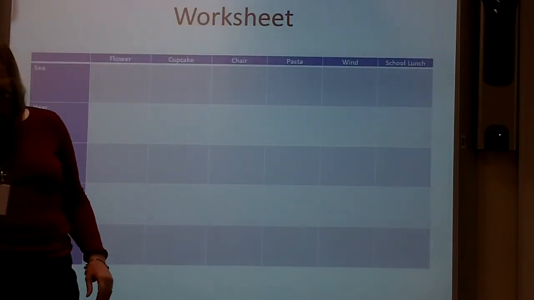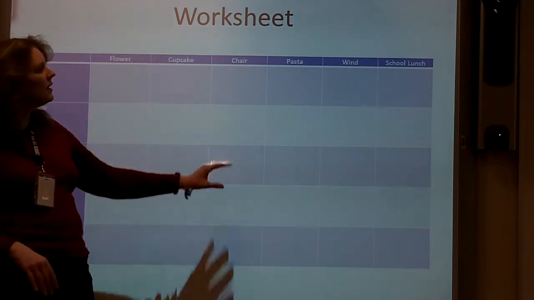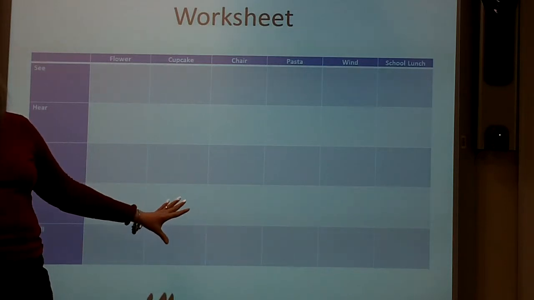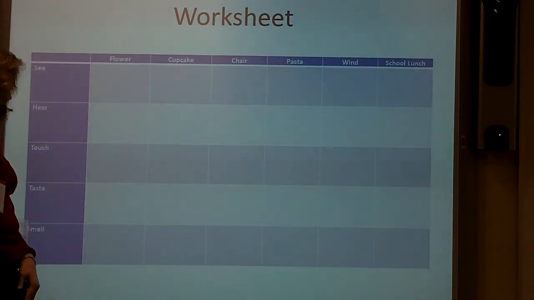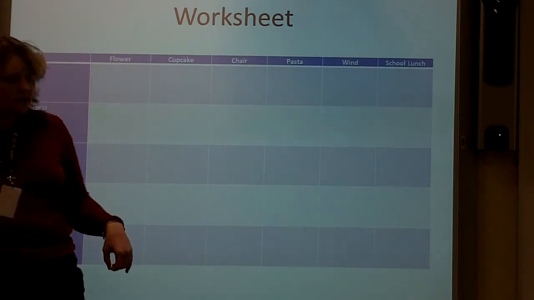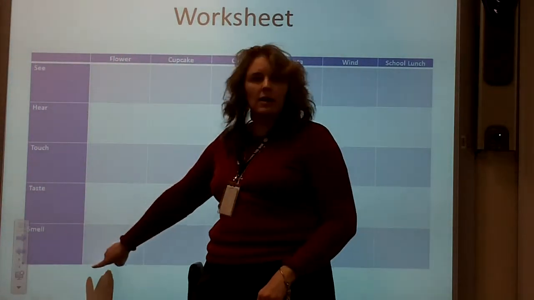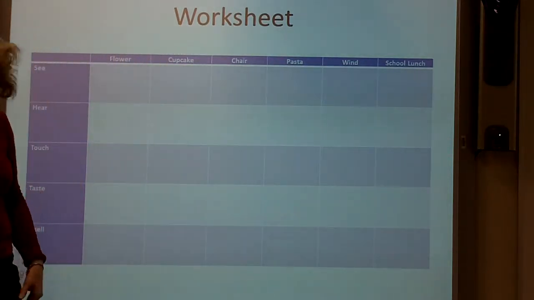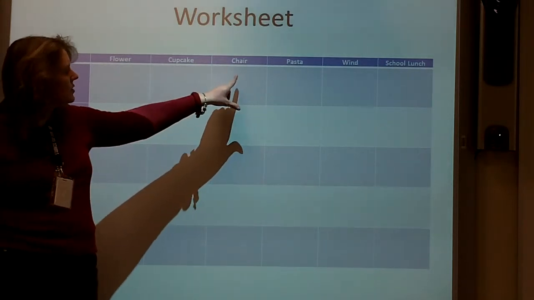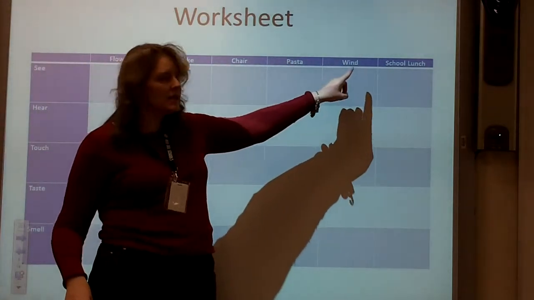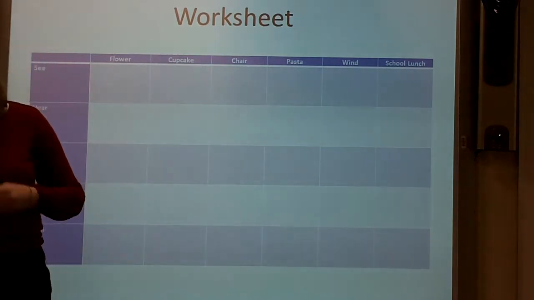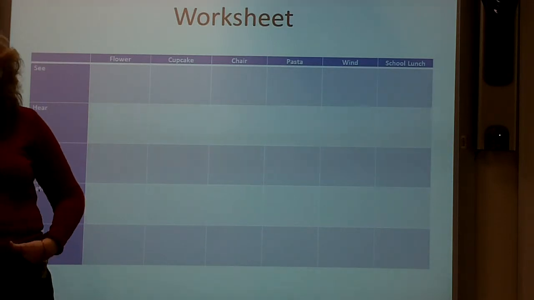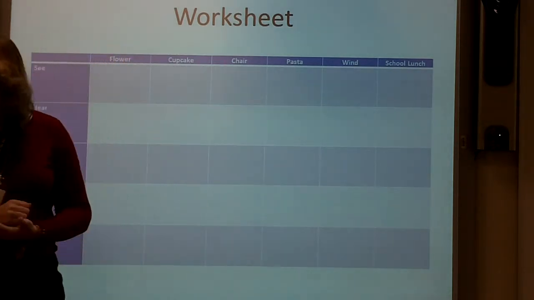So right here we have a grid. If your teacher's printed out the worksheet, you'll have a grid just like this. If not, you can copy it out yourself. You'll see that it's got see, hear, touch, taste, smell down this side. And it has several objects across the top: flower, cupcake, chair, pasta, wind, school lunch. Okay, and if you don't eat school lunch, you can just use like your favorite lunchtime food.